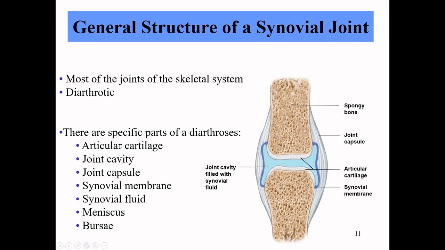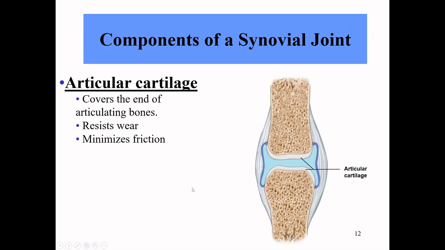So this is a picture of just a generic made-up joint. This is not a real joint in the body, but we just made up a joint here so we can see the different components that we associate with a synovial joint. So we've got articular cartilage, the joint cavity, joint capsule, synovial membrane, synovial fluid, meniscus, and bursa. And we're going to talk about these in detail right now.